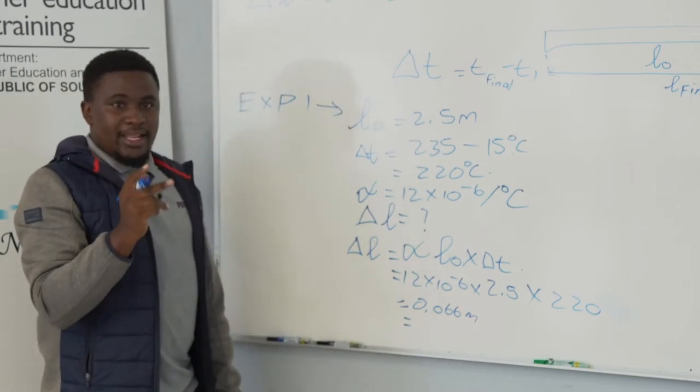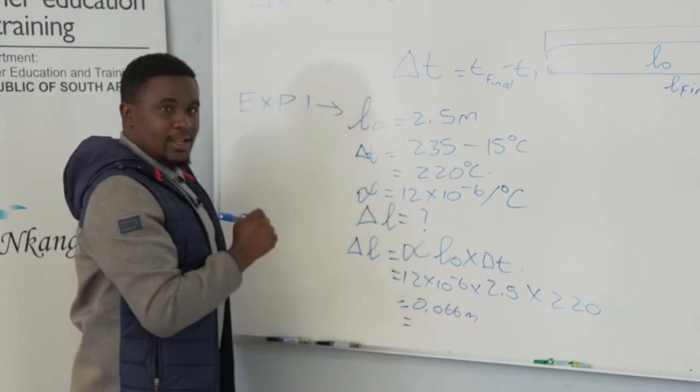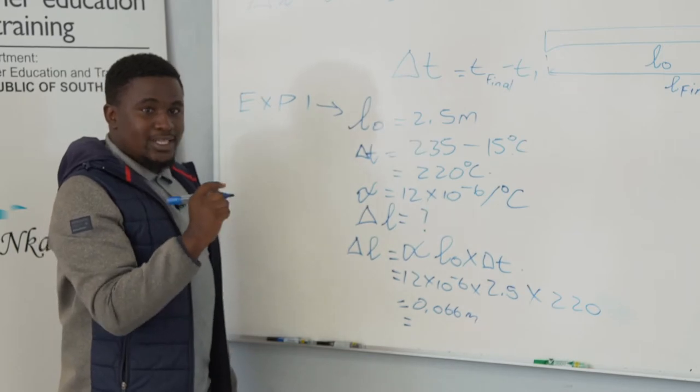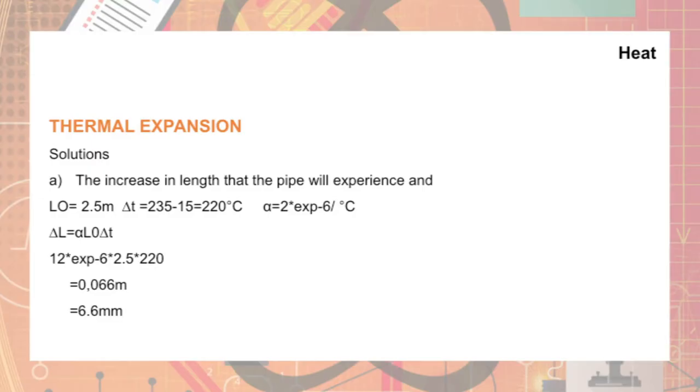Then now, this small millimeters in which our steel pipe is increasing, we said we cannot see it with our naked eyes. Hence, it is 0.066 meters, which is equivalent to 6.6 millimeters.